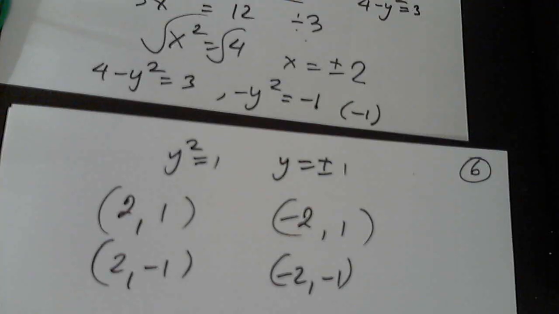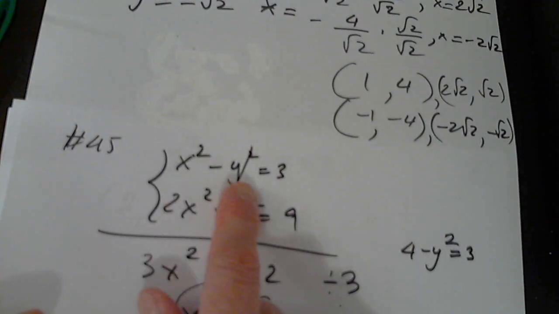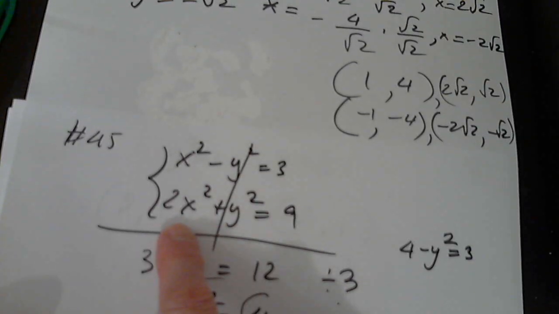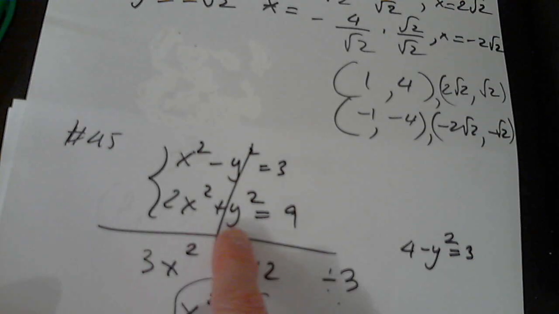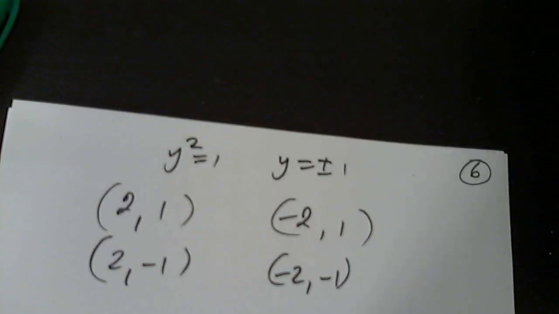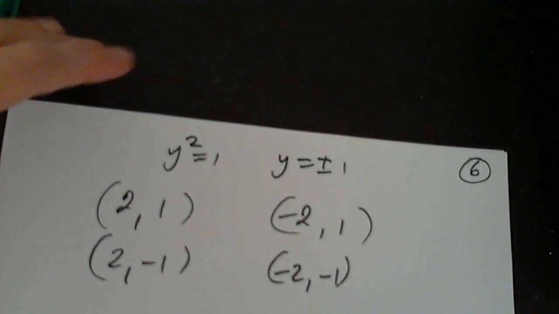The checking is always very easy. I shouldn't say always. Most of the time very easy. I should always go back and check. So for example, if you want to check 2, 1, 2, 1, 4 minus 1 is 3. 2, 1, 4 times 2 is 8 plus 1 is 9. You should always do that, especially in a test situation.